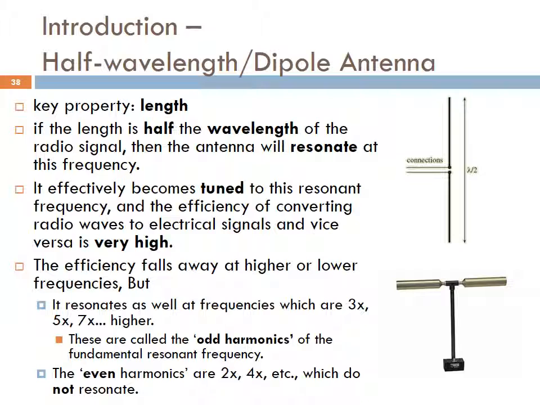It effectively becomes tuned to this resonant frequency, and the efficiency of converting radio waves to electrical signals and vice versa is very high. The efficiency falls away at higher or lower frequency, although it resonates as well at frequencies which are tripled, 5 times, 7 times, etc. These are called the odd harmonic frequencies. If the dipole is half the wavelength, then it's known as the half wavelength or lambda over 2 dipole antenna.